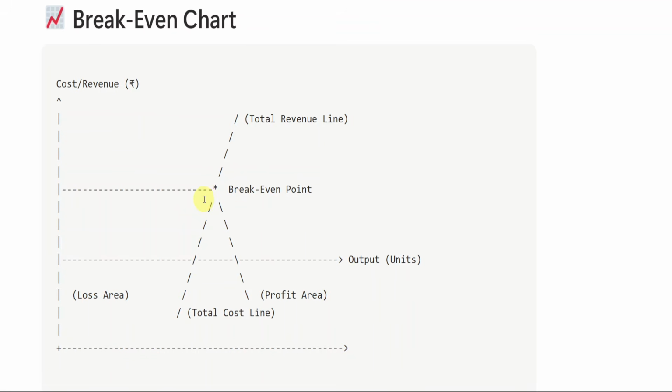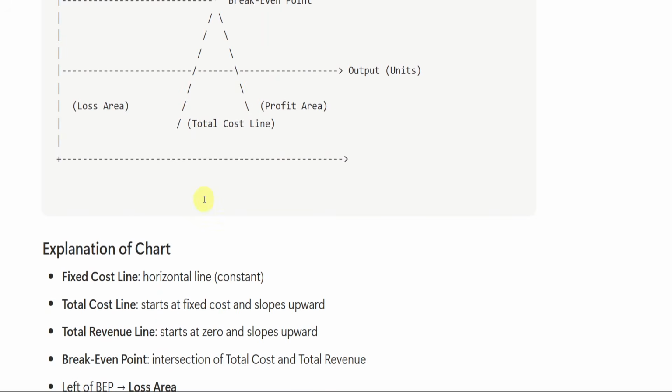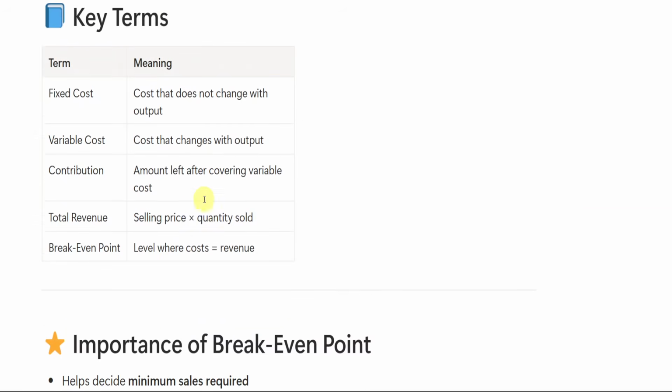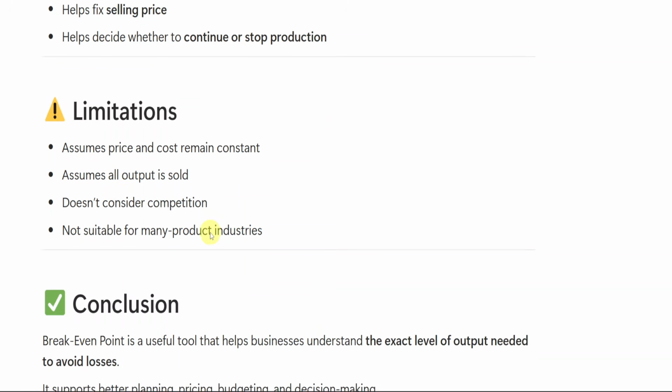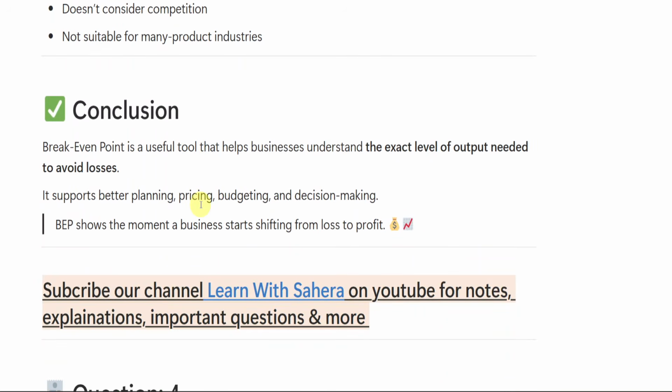You can just have a look at the break even chart here. You need to draw this break even chart. Importance, you just have a look. It decides minimum sales required, helps with profit planning, and it helps in cost control, fixing selling price and all. Limitations, you can see it assumes price and cost remain constant. So this is one of the disadvantages, and it assumes all output is sold, and it doesn't consider competition, not suitable for many product industries. Okay, so this is about this.